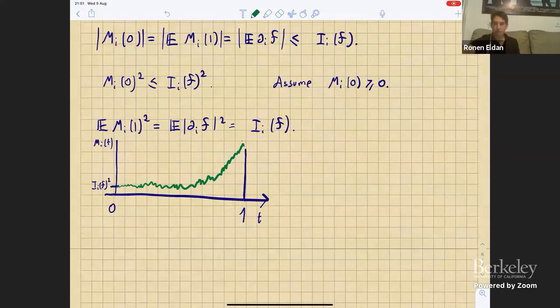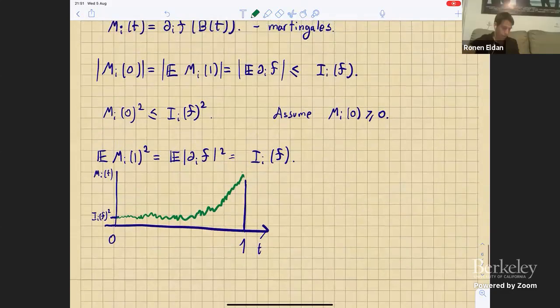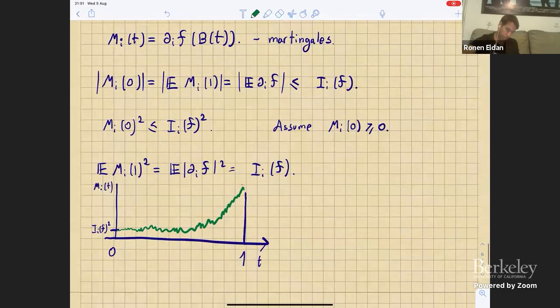The main thing that we're going to prove is... Ronen? Yes. Sorry, isn't the starting point I of f? Why is there a square there? Yeah, there's no square. Thanks. Sorry about it. It starts at I of f. It finishes at either 1 or 0. It's at 1 with probability I of f.